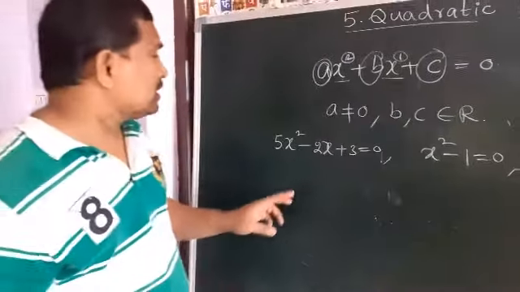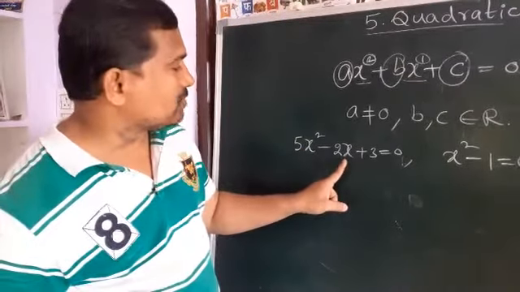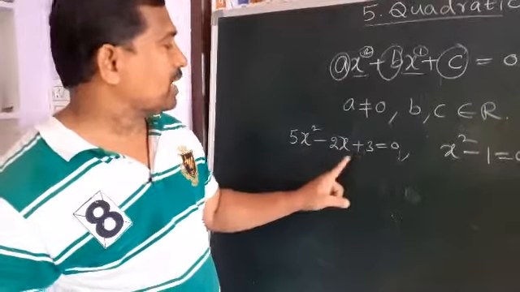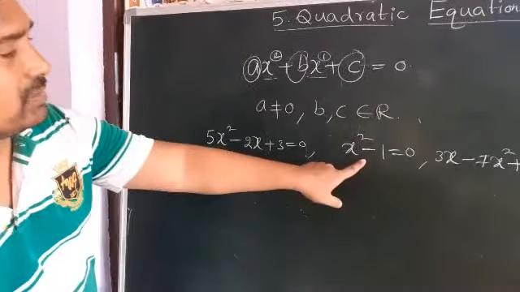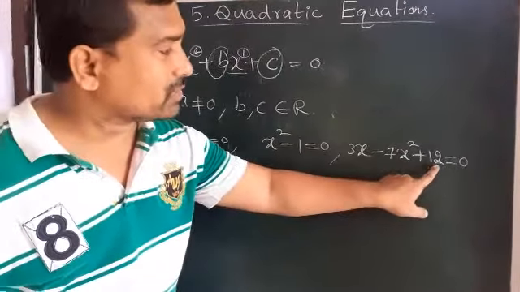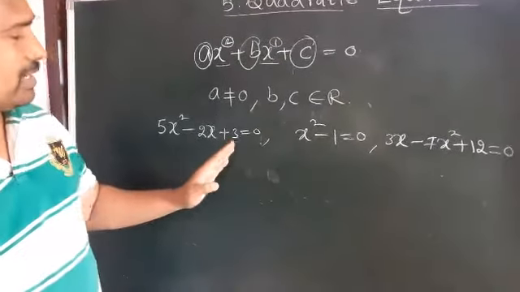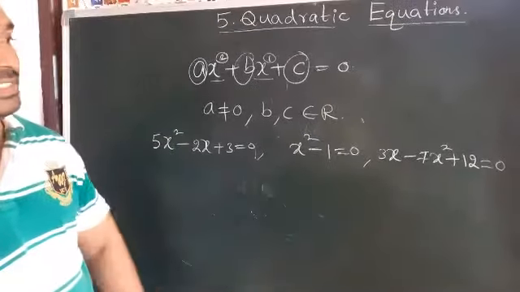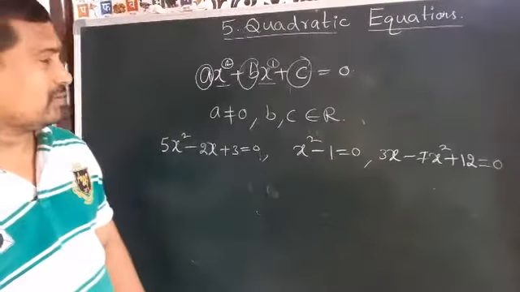See here, let us take the examples. 5x square minus 2x plus 3 equals 0. It is one quadratic equation. See here, x square minus 1 equals 0. It is one quadratic equation. 3x minus 7x square plus 12 equals 0. These three are quadratic equations. Is there any difference in these three equations? See, first two equations and third one.